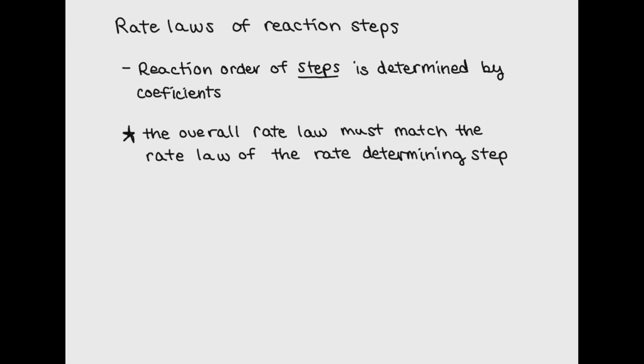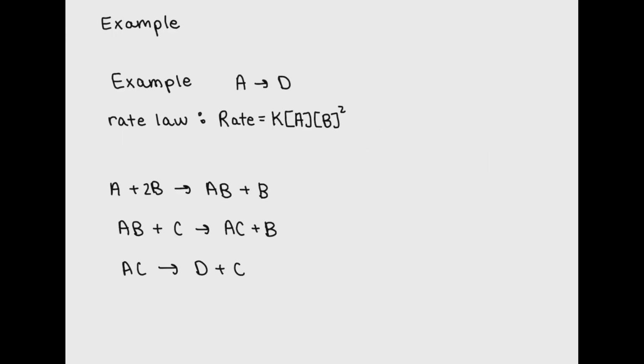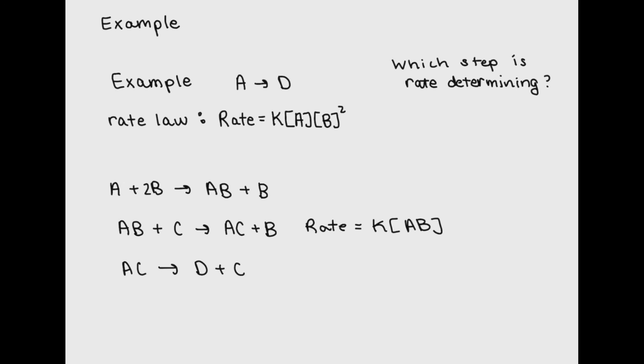We can use this idea to determine which of the steps is the rate determining step, and vice versa, you could use the rate determining step to determine the overall reaction rate law. Here we're going to use the reaction rate law to determine which of the reaction steps is the rate determining step. The rate determining step will have the same rate law as the overall rate law for the entire reaction. This means that the first step is the rate determining step.